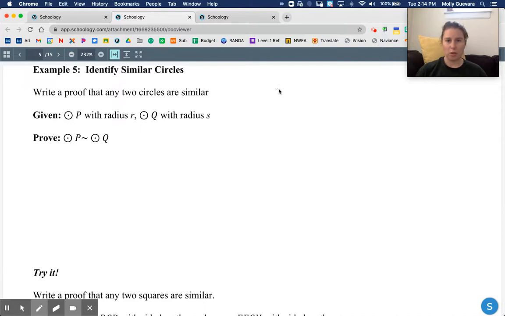Okay. So let's just say given a circle P, so there's one circle. You always label the center with the name, so circle P with radius R. And then given another circle, so circle Q with radius S. And I want to prove that these 2 shapes are similar. So remember, similar means same shape, different size. So how do I prove that 2 circles are the same shape?